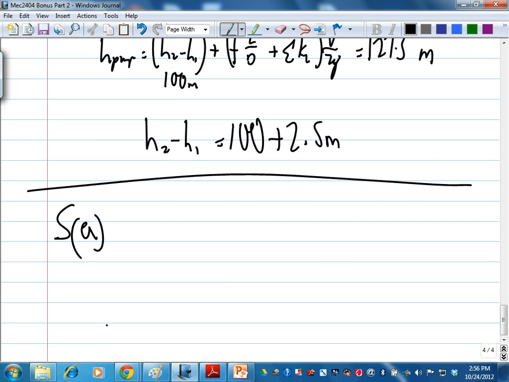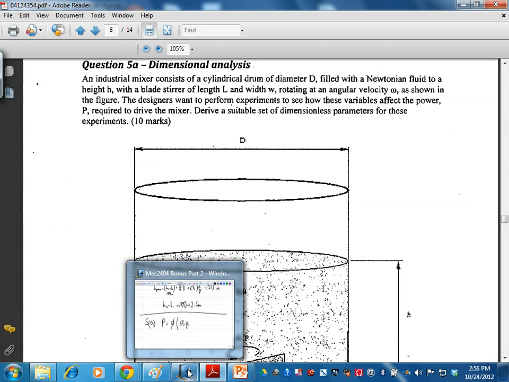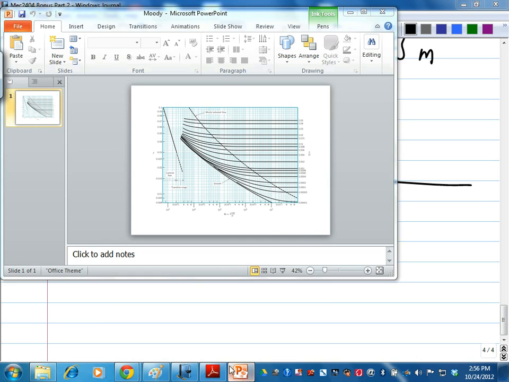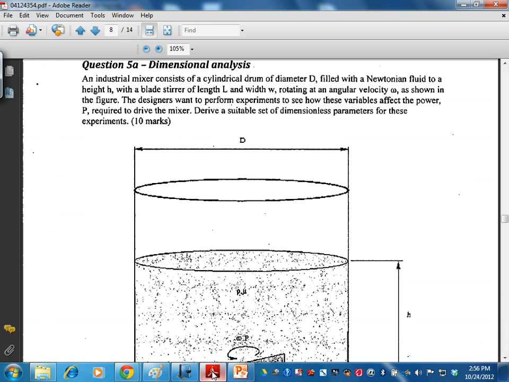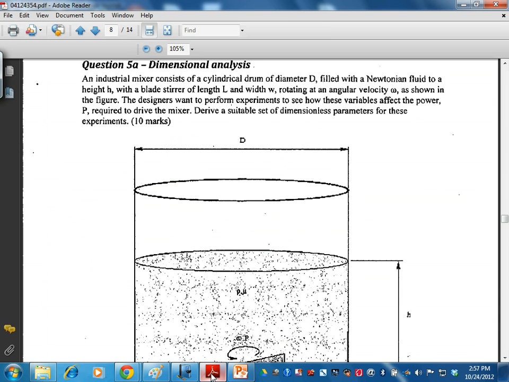5a. Power is a function of Newtonian fluid, so mu, L, mu, rho, omega, L, omega, H, as shown in the figure. Okay, is that it?